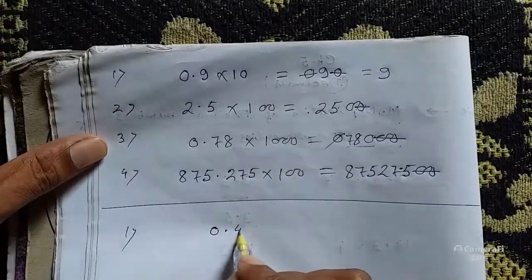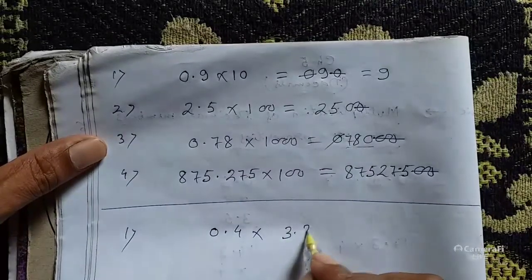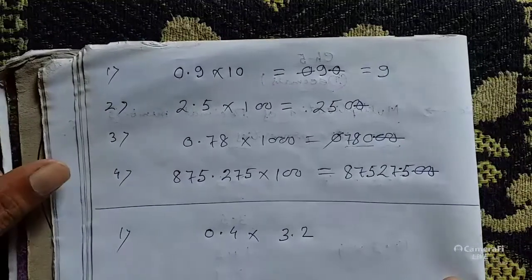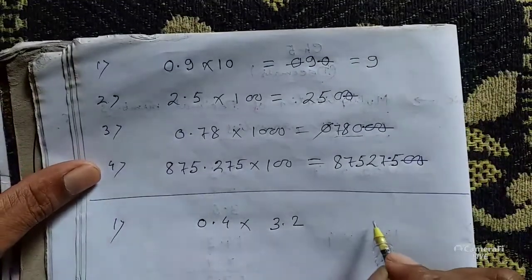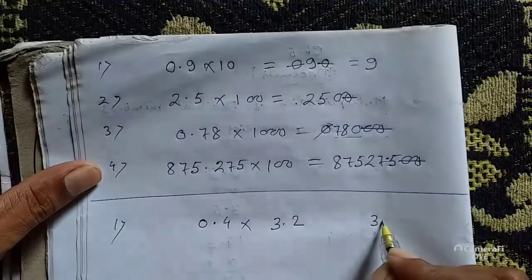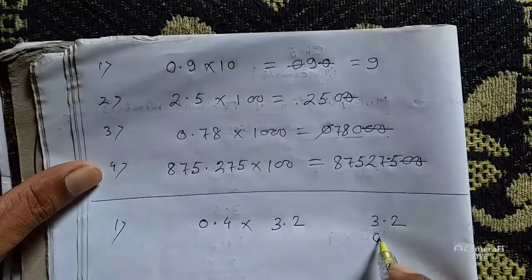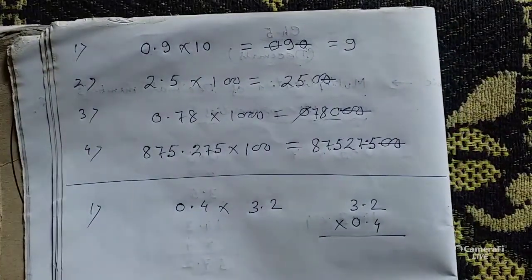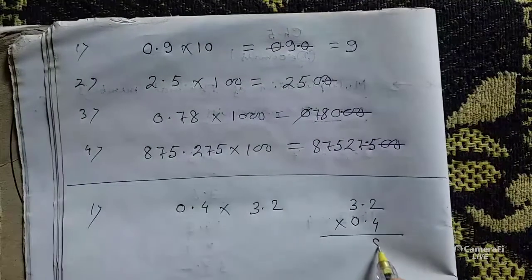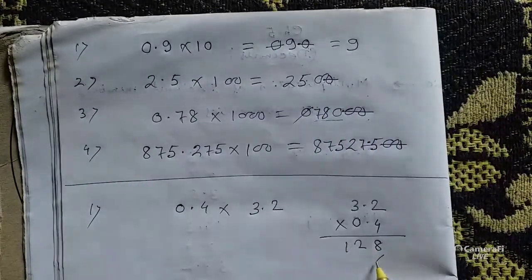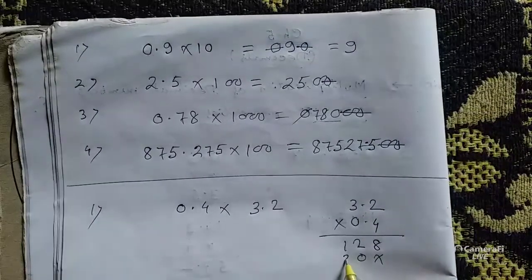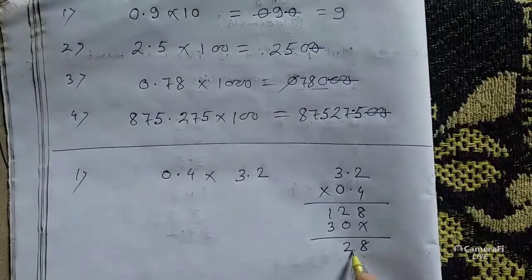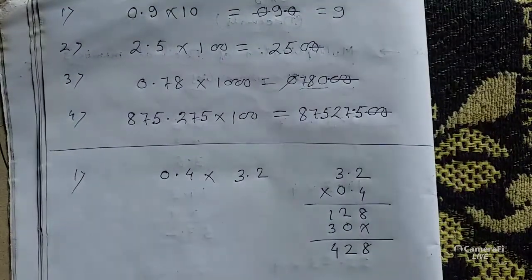Suppose we are multiplying 0.4 and 3.2. So in that case, in a similar way we will arrange the numbers. First I am taking 3.2 and we have to multiply it by 0.4. Just forget the decimals for both the numbers and multiply. 4 2s are 8, 4 3s are 12. Give a cross sign. 0 2s are 0, 0 3s are 0. Now add 8, 2, 3 plus 1, 4.